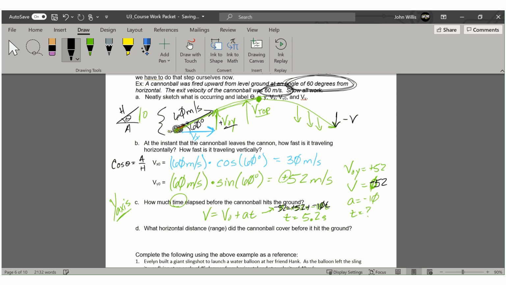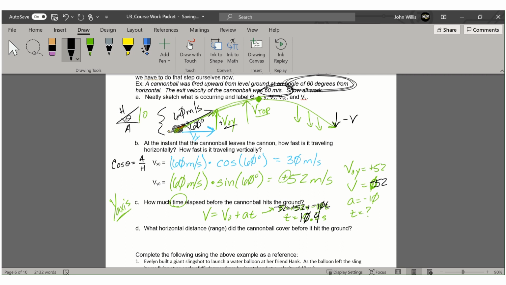And when you do that one, this is going to turn into a negative 104, which is going to give you a total time of 10.4. Notice how it is double. So if you set that velocity at 0, you've got to take your 5.2 and you got to double it. 10.4 seconds in the air. 5.2 up, 5.2 back down.